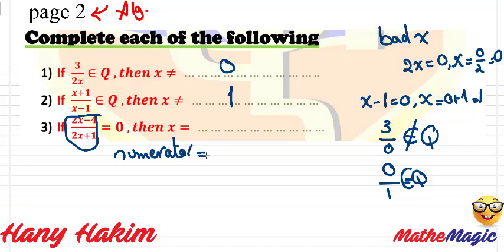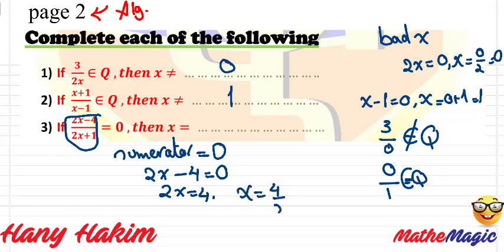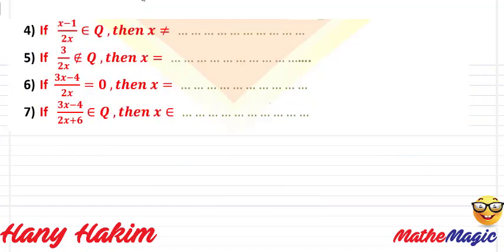So in my question, when I say 2x minus 4 over 2x plus 1 equal to 0, I'll pick the numerator and say equal 0. That means 2x minus 4 equals to 0. So 2x equals 4, then only x equal 4 divided by 2, which is equal to 2.